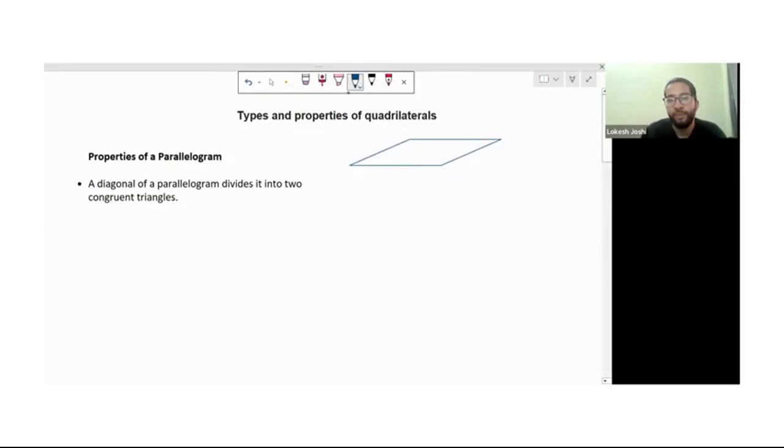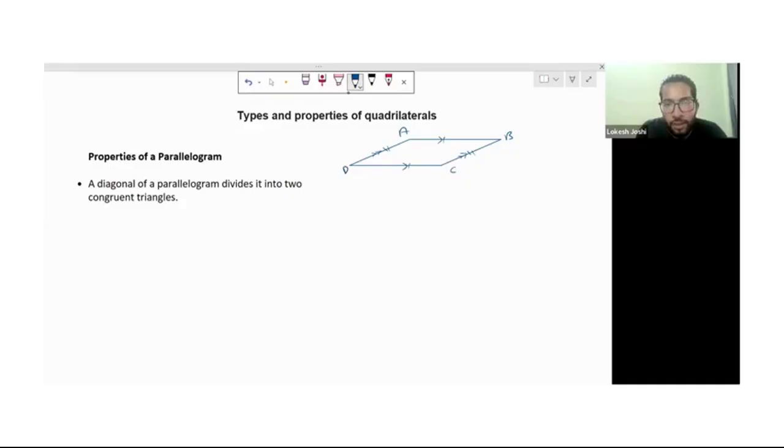Suppose this one is a parallelogram ABCD in which opposite sides are equal, which means AB is equal to CD and opposite sides are parallel also. In a similar way, AD is equal to BC and they are parallel.